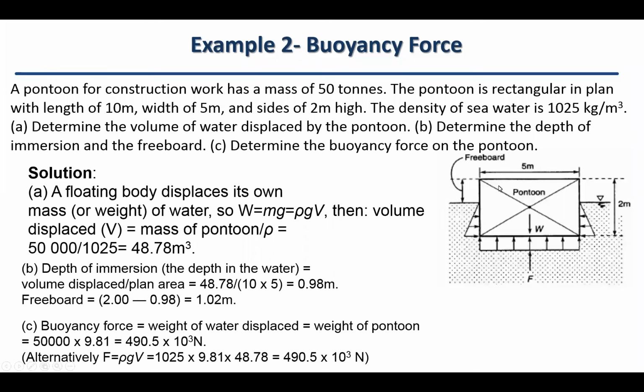So in plan, we're just going to have a rectangle with a length of 10 meters and a width of 5 meters. The size is 2 meters high, and the plan is 5 meters by 10 meters. The density of the seawater is given to us as 1025 kilograms per cubic meter.